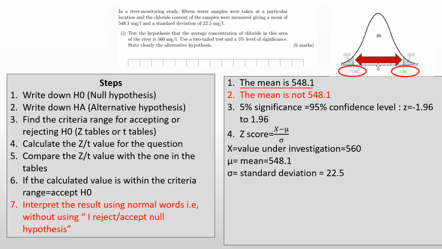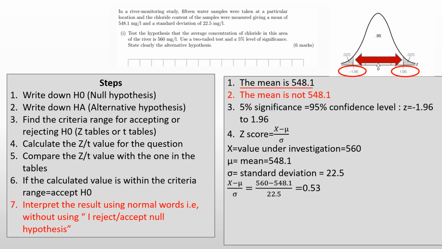And sigma is the standard deviation. In this case, they told us it is 22.5. So I just put that in the formula, and then I get the Z value for this. It's 0.53. So now we did number 4. We calculated the Z value for this question. Now number 5 in the steps, we compare that Z value we just calculated with the criteria range.